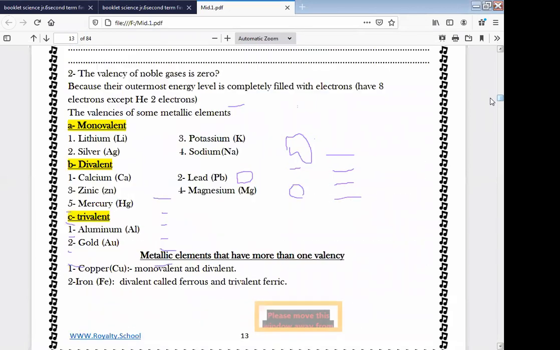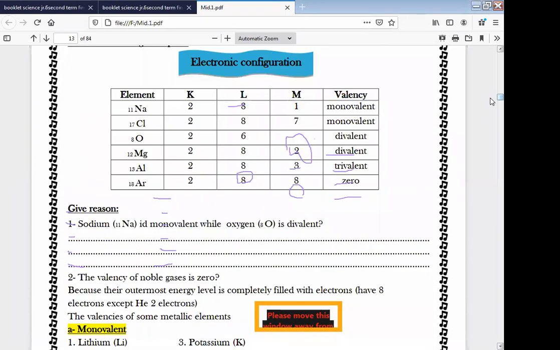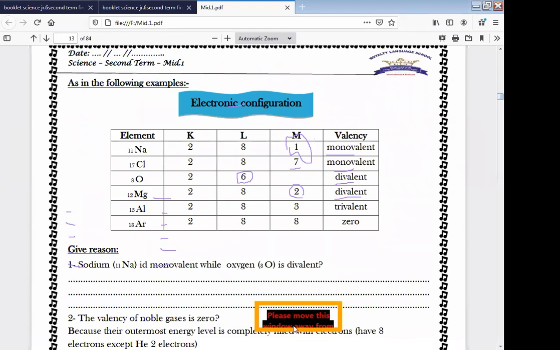The outermost electrons of an element determine its valency. If the outermost energy level, like aluminium, contains 3 electrons, it will lose 3 electrons, so it's trivalent. Argon 2, 8, 8 is a noble gas completely filled with electrons, so it's zerovalent. Why do noble gases have zero valency? Because they don't lose, don't gain, and don't share any electrons. Understand?